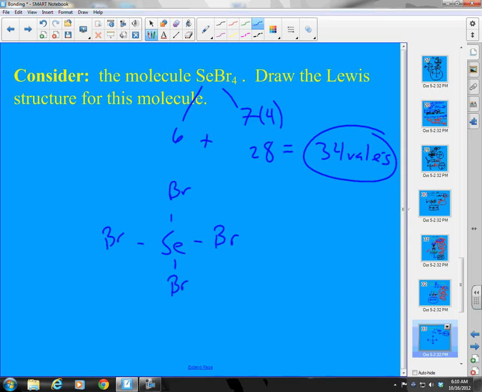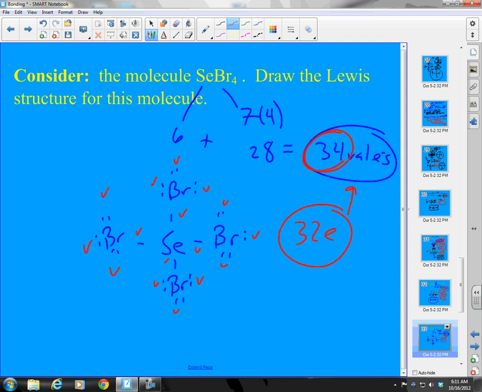Okay, good. Now what? Complete our octets. Good. Now count. 2, 4, 6, 8, 10, 12, 14, 16, 18, 20, 22, 24, 26, 28, 30, 32. Piece of cake, 32, and that matches exactly. Oh, no, it doesn't. We've got 34, and we have only 32 electrons in our picture.